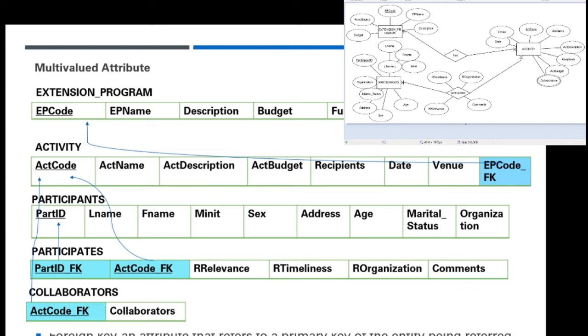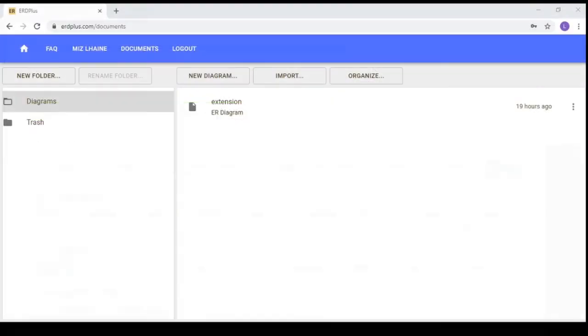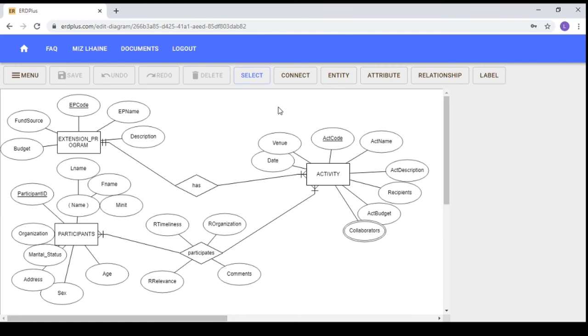Now, there is a tool for generating this relational schema automatically. This is with the use of ERDPlus. For you to be able to have this relational schema in ERDPlus, you should have an account. You need to sign up, and then you should log in. As you can remember, we created this diagram using ERDPlus as a tool in the creation of this ER diagram.